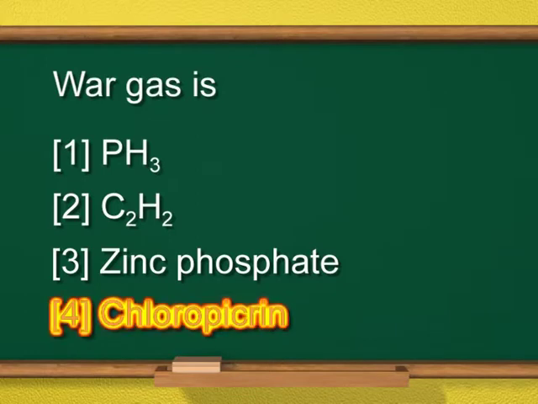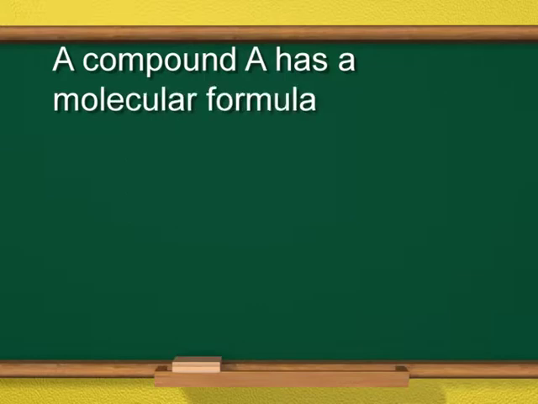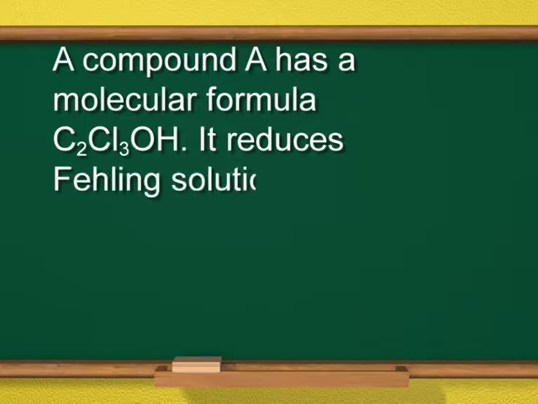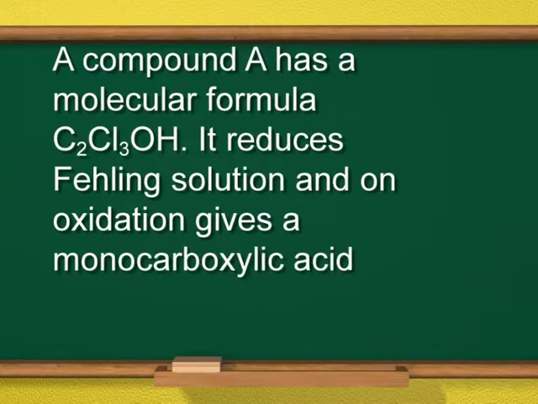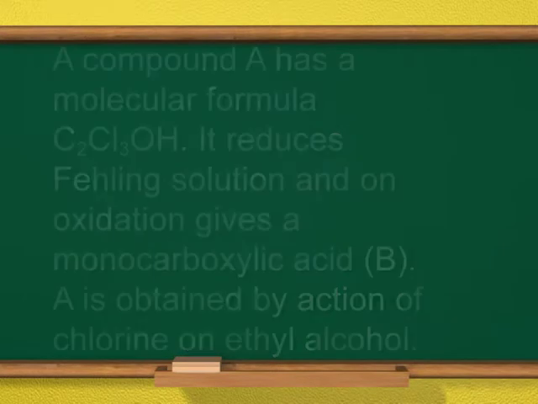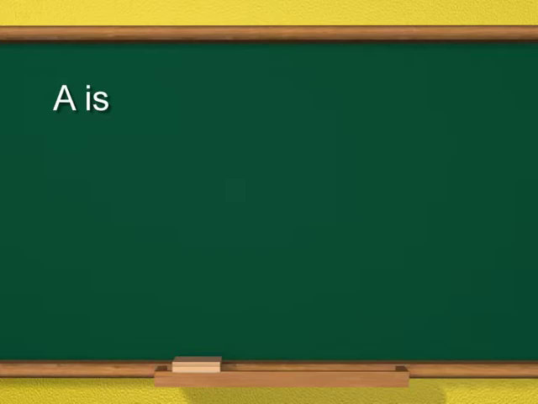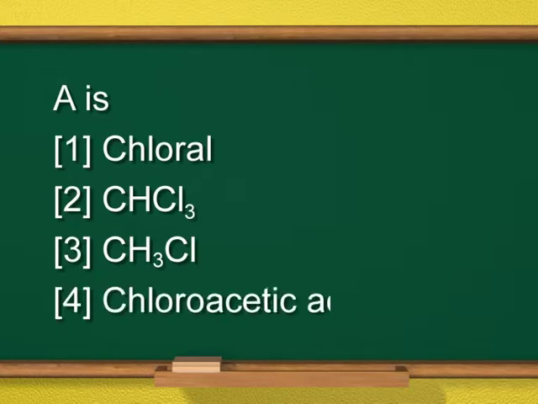My next question for you, a compound A has a molecular formula C2Cl3OH. It reduces Fehling solution and on oxidation gives a monocarboxylic acid B. A is obtained by action of chlorine on ethyl alcohol. Here A is chloral, chloroform, methyl chloride, or chloroacetic acid. The correct answer is chloral.